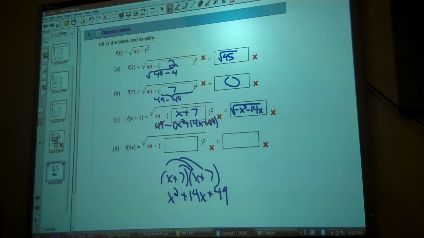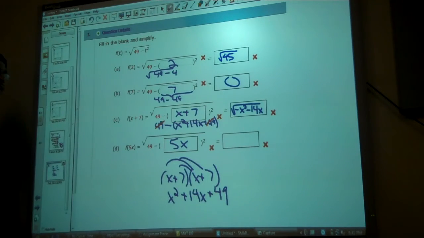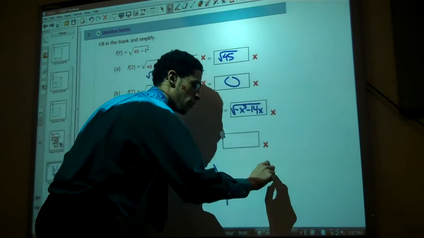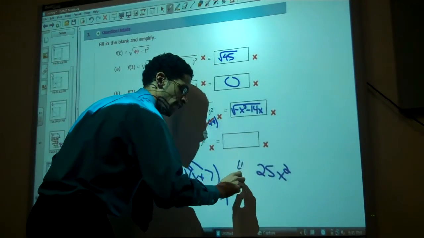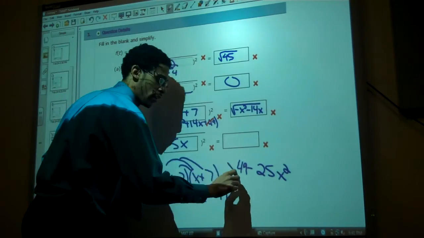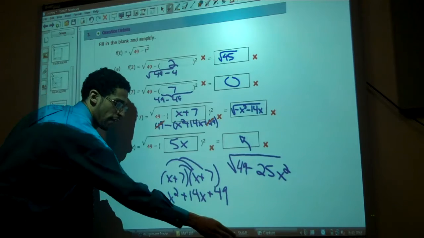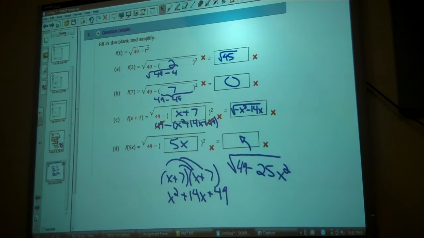Then lastly, put a 5x in. I'm thinking they want the 5x in that spot, and then square it out as 25x squared. And I'm thinking they just want the square root. There's nothing to combine there. So I'm thinking that's what they want for that box, but I could be wrong. Let's check it out.